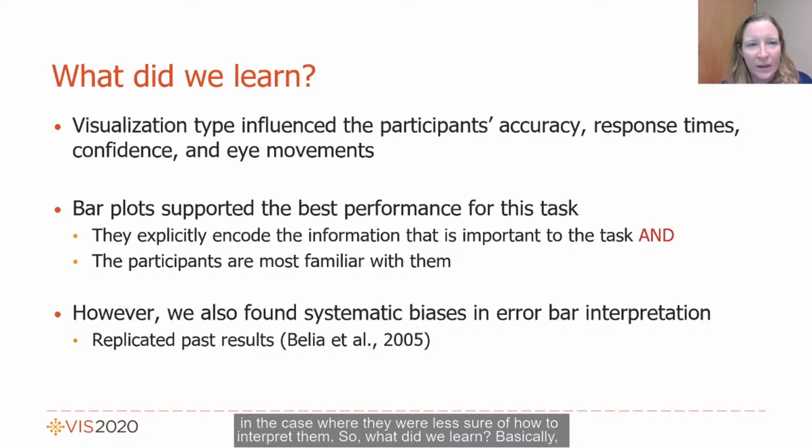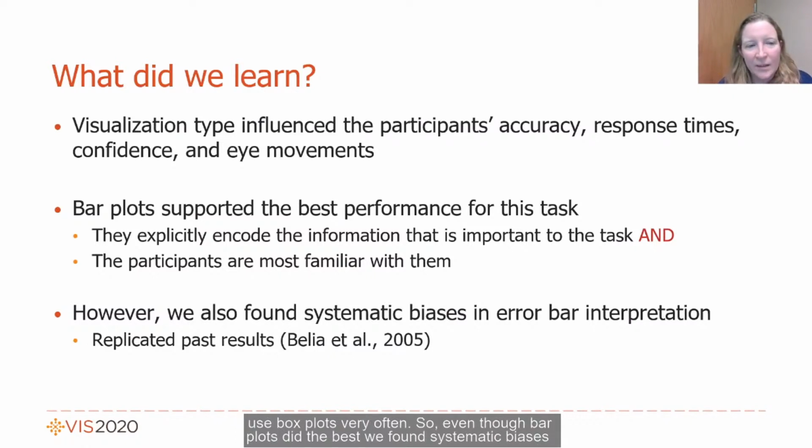So what did we learn? Basically, we found that visualization type influenced the participants' accuracy, response times, confidence, and eye movements. The bar plots supported the best performance for this task, partly because they explicitly encode the information that is important to the task, and they're the visualizations that the participants were most familiar with. It's important to note that the box plots also explicitly encode all the information participants needed, but participants didn't perform very well with those and indicated that they're not familiar and don't use box plots very often.